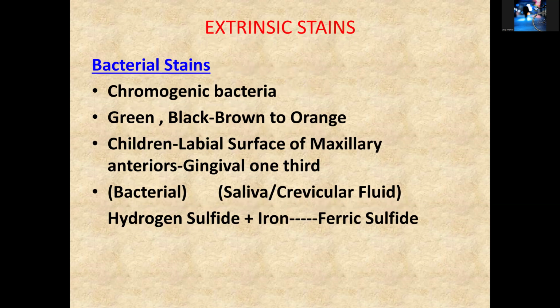Coming to extrinsic stains, among bacterial stains, we know the chromogenic bacteria is responsible for causing green, black, brown to orange color staining in the teeth. In children, you can see it on the labial surface of maxillary anteriors, mostly in the gingival one-third. It is mainly due to this chromogenic bacteria, which may be present in saliva or the pellicle fluid.